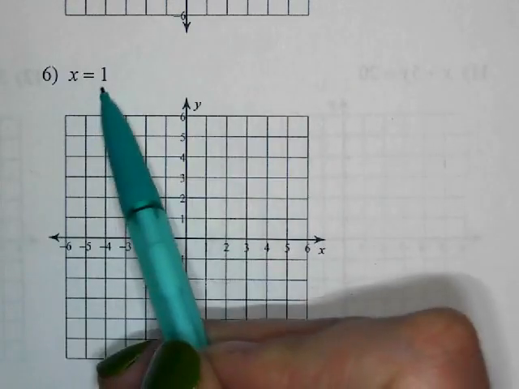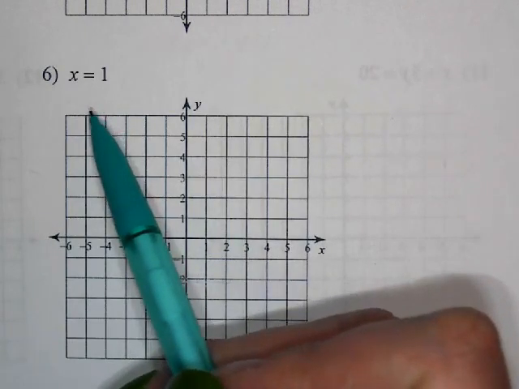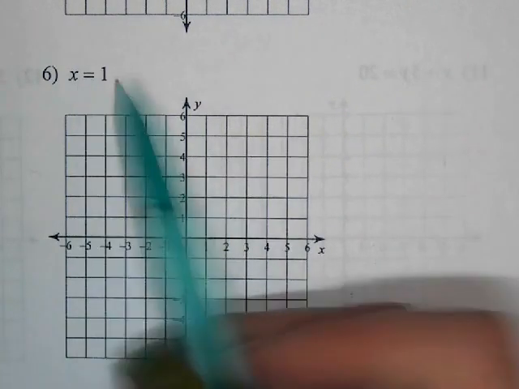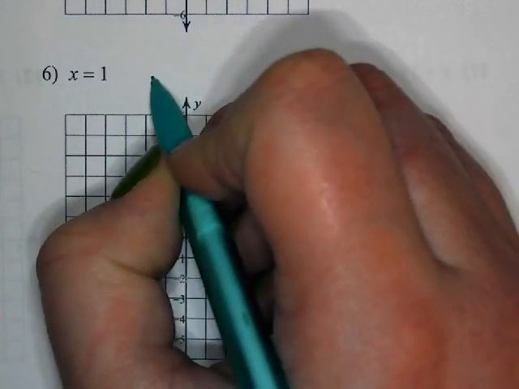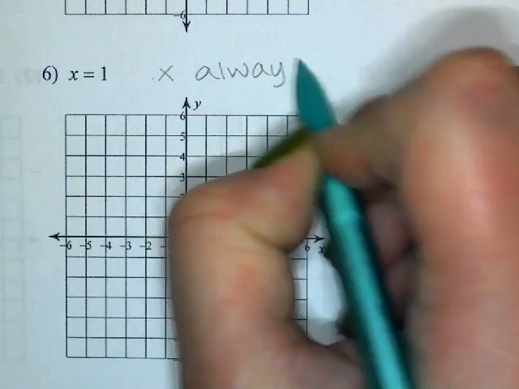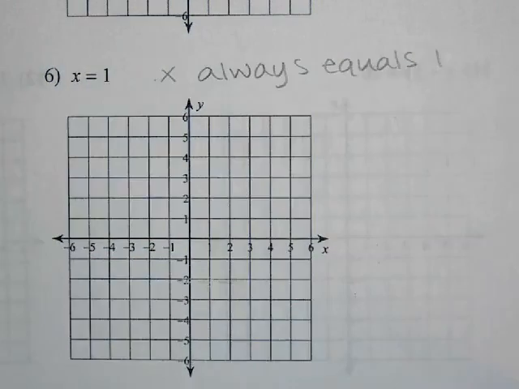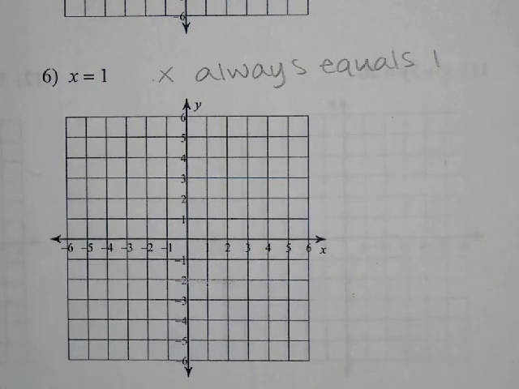Okay. Now, next to number 6. This is what it means when they say something like this, when it doesn't have 2 variables, it only has 1 variable. This means x equals 1. It means x always equals 1.